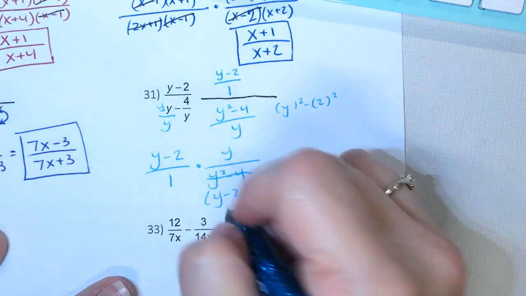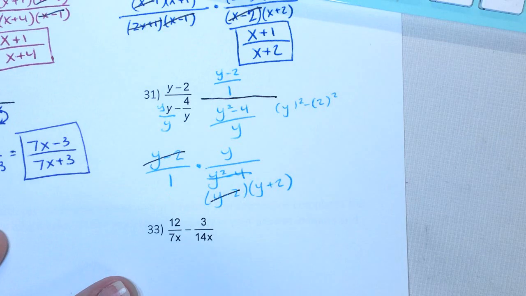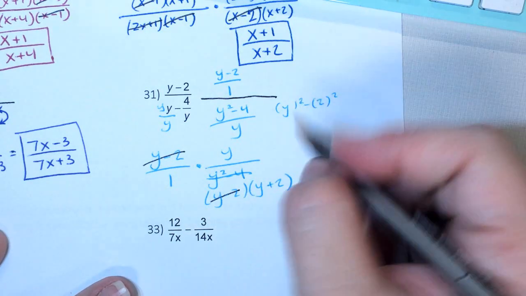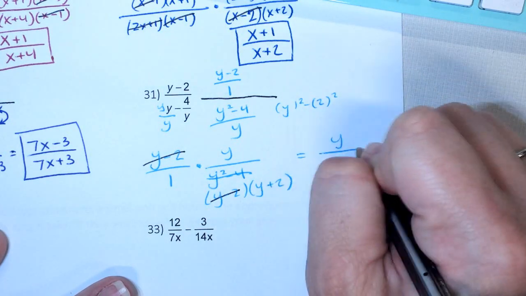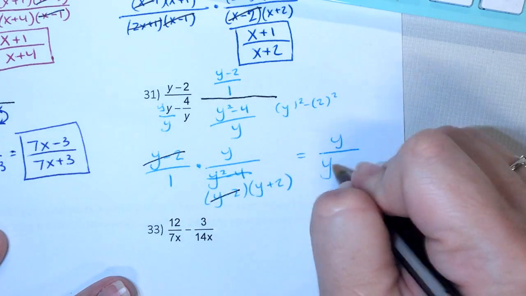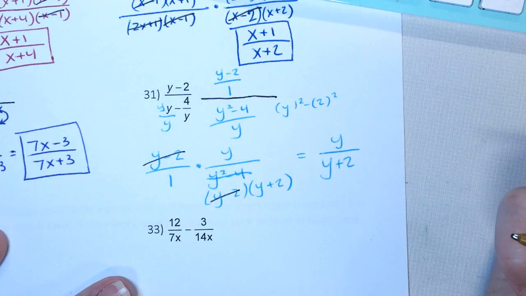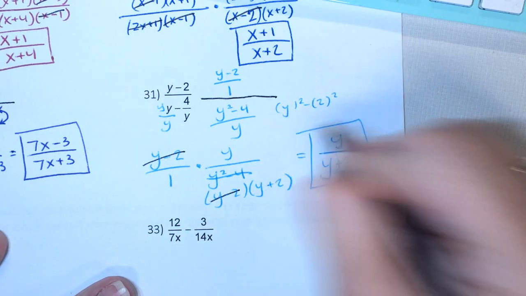So what cancels? Well, the y minus 2's cancel. And we're left with y over, well, 1 times anything is just itself, y plus 2. Y's don't cancel because that plus sign makes it stuck like glue. So there's your answer.